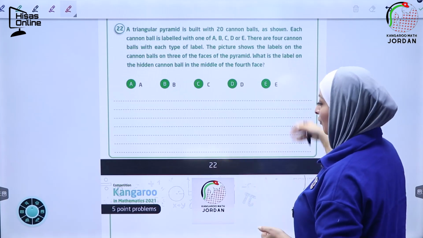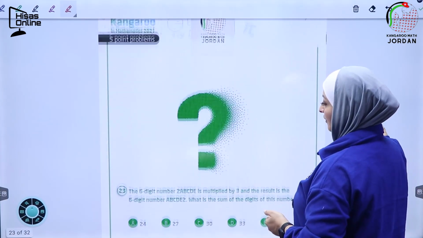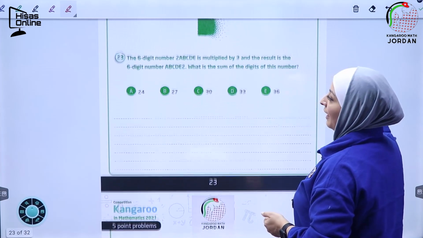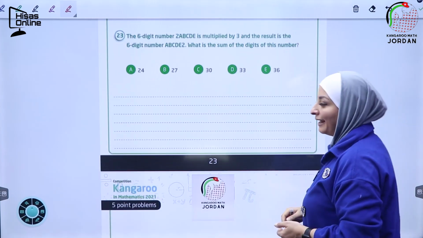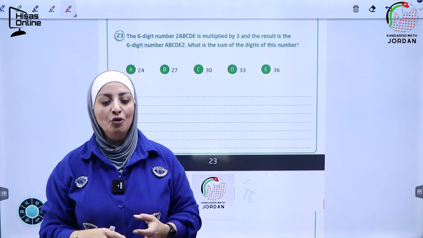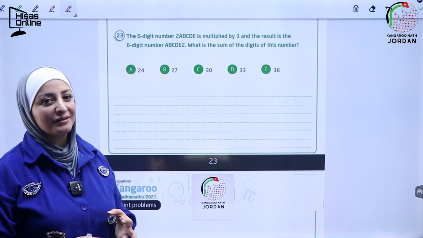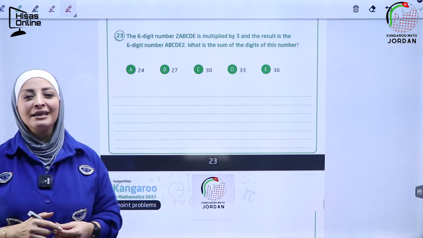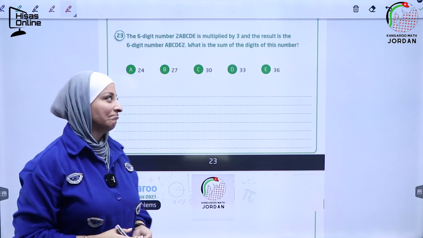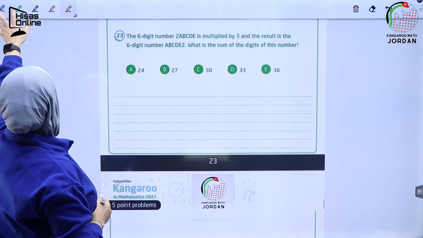So this is a 5-point question. As you see, as long as you go more, the question gets more difficult, or I don't like the word difficult, but I mean it needs you to think deeply.